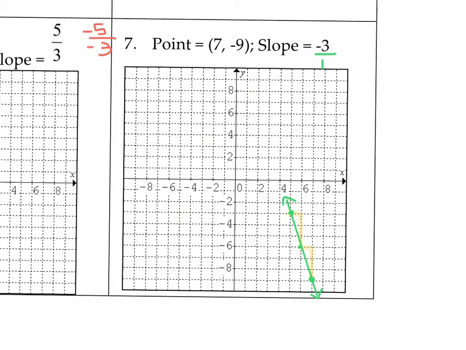Okay, and number 7, I started with my point at 7, -9. And my slope was -3, which I wrote as -3/1, which would technically mean I want to go down 3 to the right 1, but I don't have room to do that in this space. So I'm going to do the opposite, which would be up 3 to the left 1, which is what I did with my yellow lines. And then again, connect the dots, draw my arrows, and you have your line.